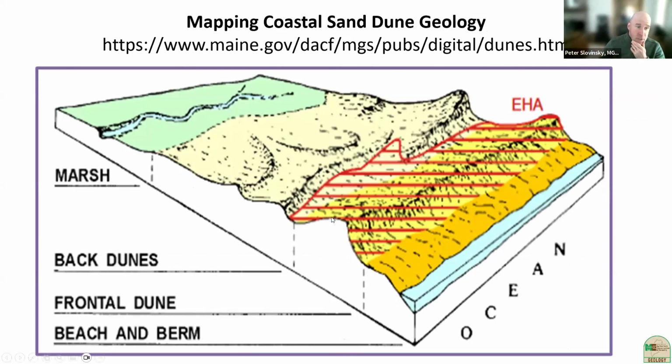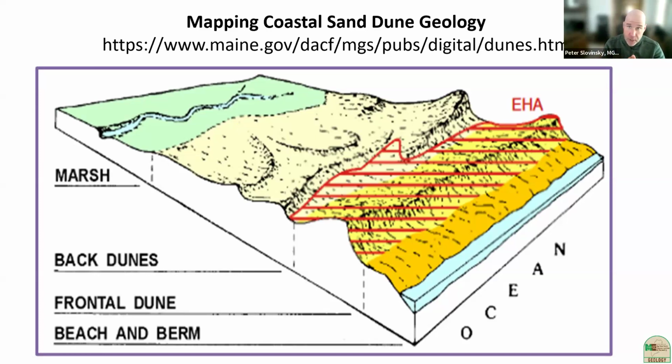The back dunes are areas that extend behind that frontal dune ridge and go much farther inland, sometimes extending all the way to the marsh. They're much more stable in general. However, there are portions of our dunes that we consider erosion hazard areas. All frontal dunes are considered an erosion hazard area because of how dynamic they are. Portions of back dunes could be erosion hazard areas.